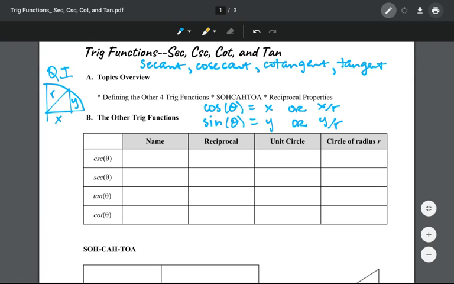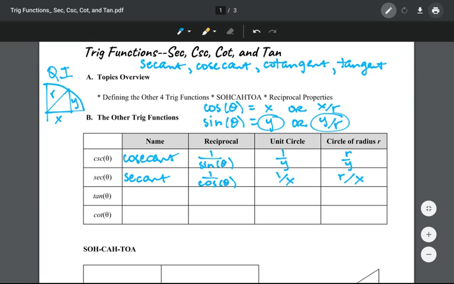Let's go ahead and get into each of these. Cosecant, so I've got that written up above. Cosecant is the reciprocal of sine, so it's equal to 1 over sine of theta. So on the unit circle, I just take the reciprocal of y, so that would be 1 over y. For a circle of radius r, it's going to be r over y. Next is secant. Secant is the reciprocal of cosine. So that means on the unit circle, it would be 1 over x. For a circle with radius r, it would be r over x.